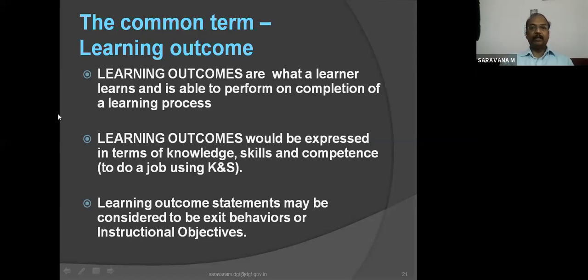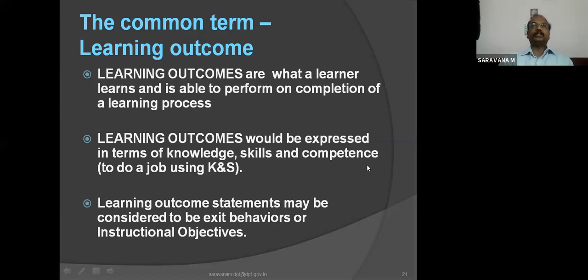So this learning outcome, whatever the learners will achieve, will be predetermined. That is why the NSQF syllabus and reference books are considered outcome-based materials and an outcome-based syllabus. Learning outcomes are what a learner learns and is able to perform on completion of the learning process. And learning outcomes would be expressed in terms of knowledge, skills, and competence.